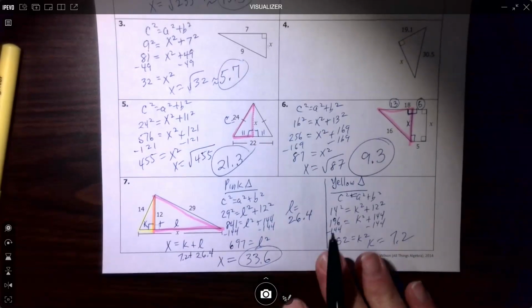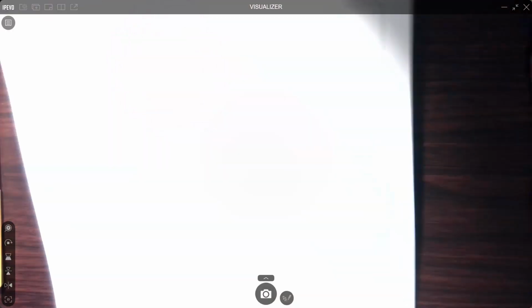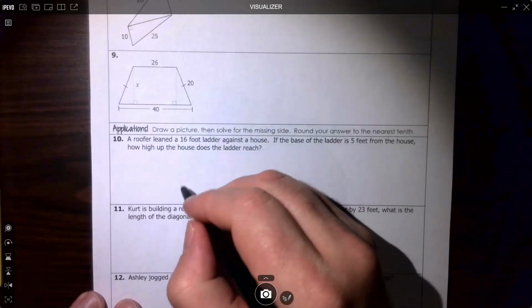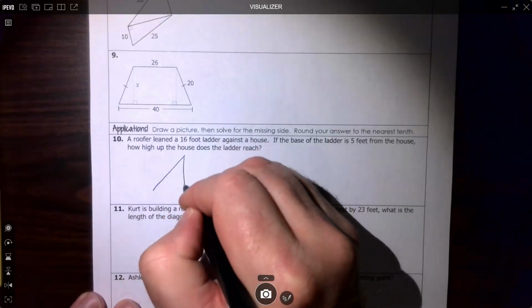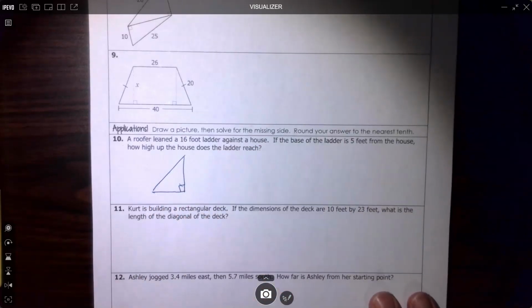It all depends on what X is. All right, so on the back side of the page, we're going to skip the next two problems, and we're going to start talking about some word problems. The whole idea on these is you're trying to make a right triangle. So what I would do is just make a right triangle, and then try to match it to the story. Okay? So I made a right triangle.